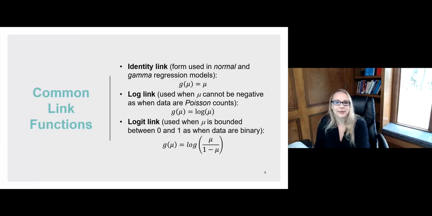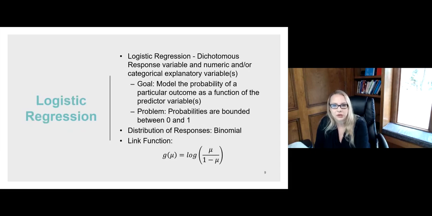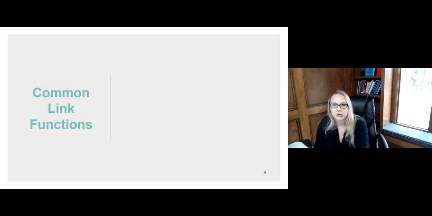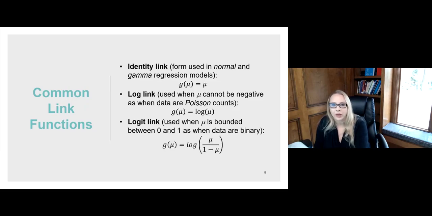So now let's discuss some of the common link functions. The first one that you have is the identity link, which is used in normal and gamma regressions. Then the log link function is used when the mean cannot be negative, as well as when the data that you have are Poisson counts. And then you have the logit link, and that's used when the mu, or the mean, is bounded between 0 and 1, as we've seen with the binary type of data.